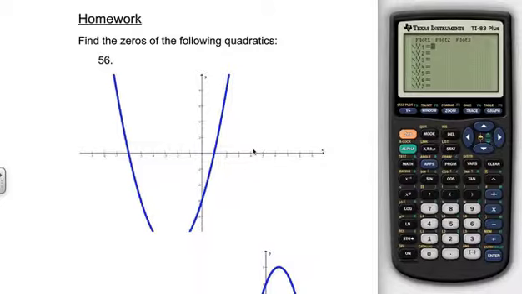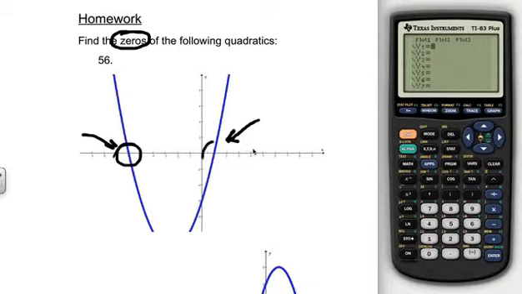So this is our homework, and I'll try and solve as quick as I can so the movie's not too long. What we want you to notice here is the question, and that is find the zeros of the following quadratics. In this case, we have a parabola number 56. It's graphed. And the zeros are simply right there and right there, right where it crosses the x-axis.